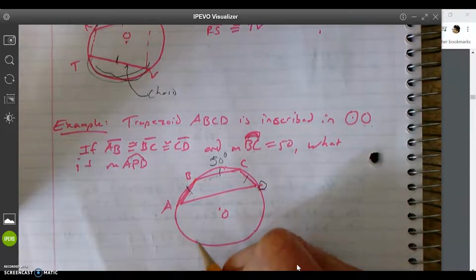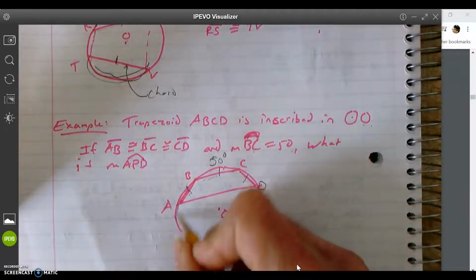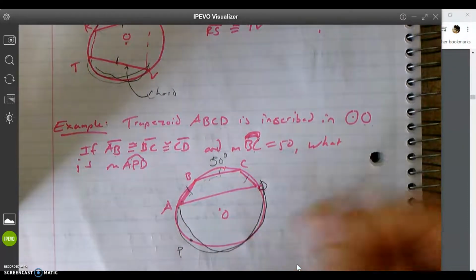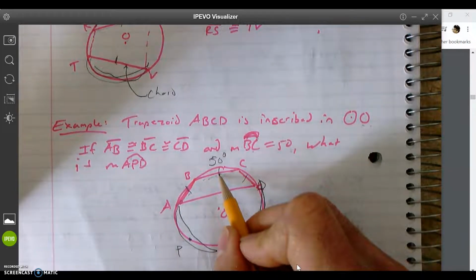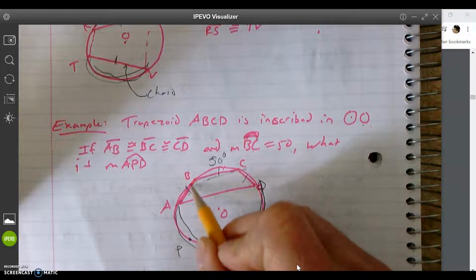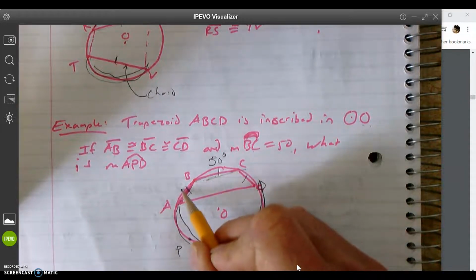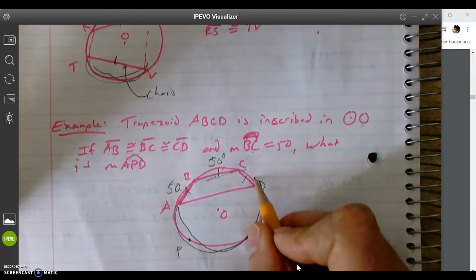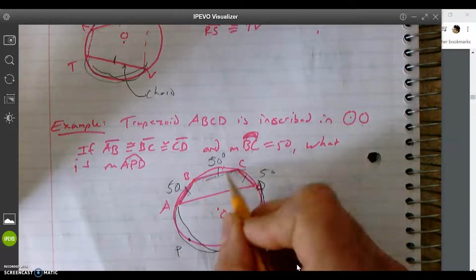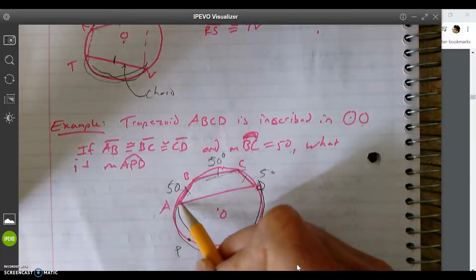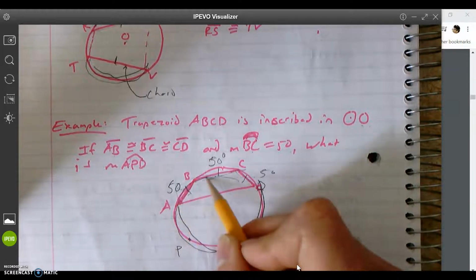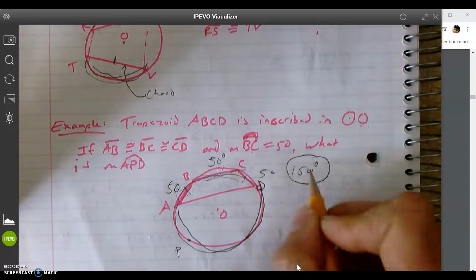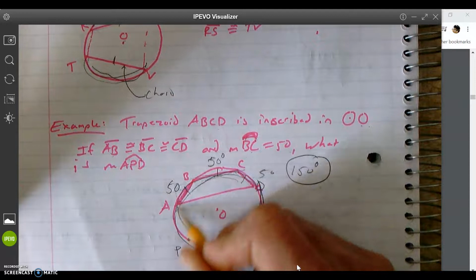So AP, I think, is out here. APD, so this arc right here. What is that arc? The first thing you've got to know is that since this chord is congruent to this chord, the corresponding arcs are also congruent. So this arc is also 50. And this arc is also 50 because CD is congruent to the other sides. So this arc, A all the way to B, C, and D, is 50 plus 50 plus 50, which is 150 degrees.